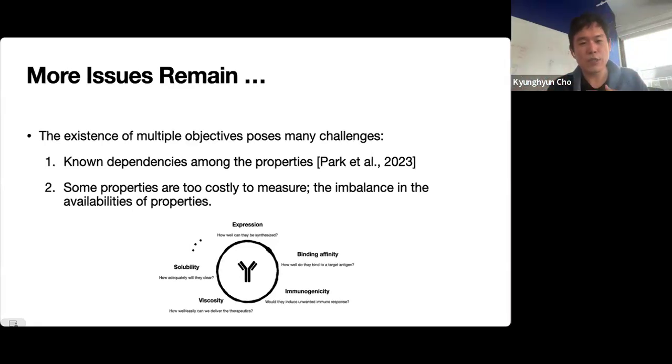So can we actually take into account the investment we need to put in order to collect the measurements into the acquisition function or the black box optimization, in order to really make a better trade-off between sample complexity and accuracy? And then there are so many issues that remain.